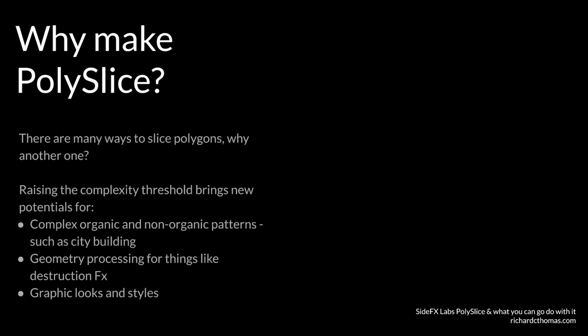So why make the PolySlicer? There are many ways to slice polygons in Houdini, like a clip node in a for loop or a Boolean operation. But what I found is as the complexity of the geometry increases, then often the computational cost and also the memory footprint increases exponentially. So at some point you hit a cliff where you just can't move beyond a certain level of detail.